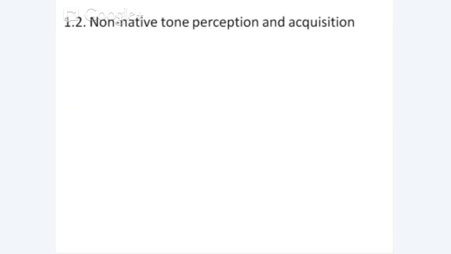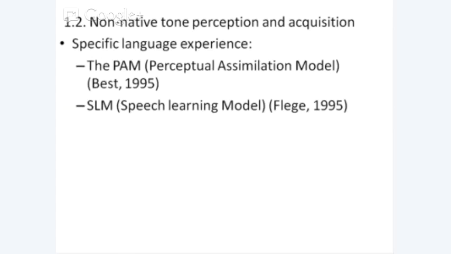And then for non-native tone perception and articulation, I am really interested in how our existing knowledge can be fit into the PAM model and the SLM model. Both models predict that L1 phonology really influences how you learn L2 phonology. American English doesn't have any tones, right? So when you learn L2, a tonal language, what kind of errors will you make? We will see that.